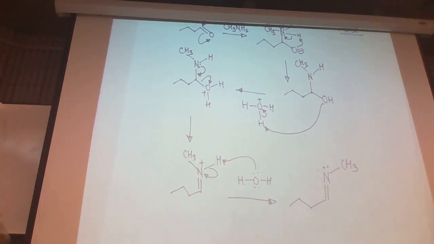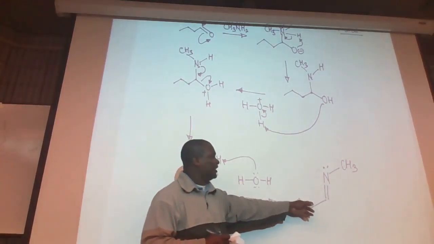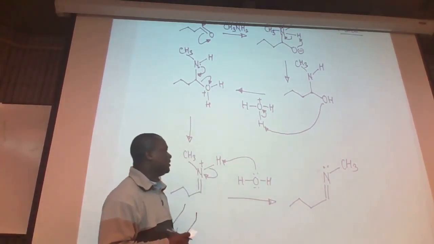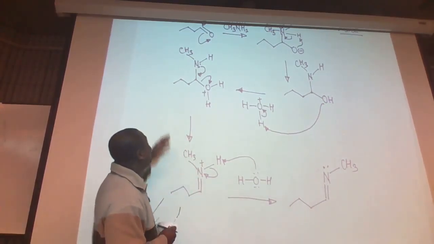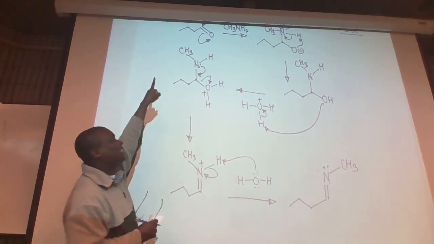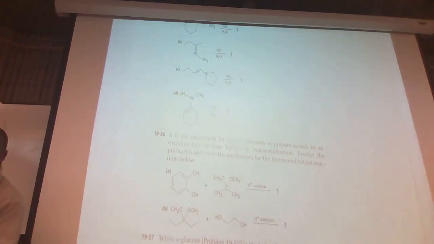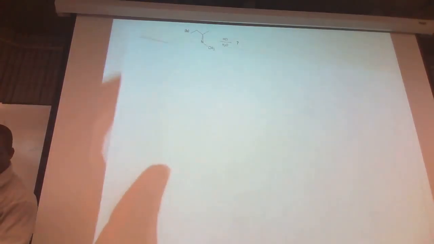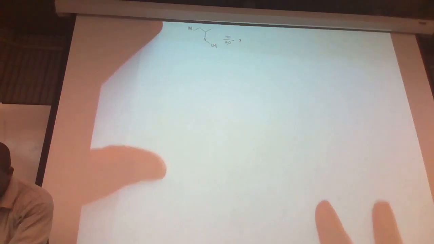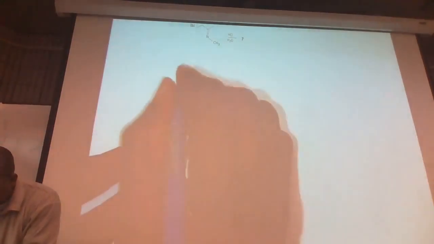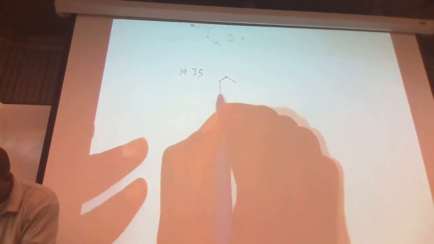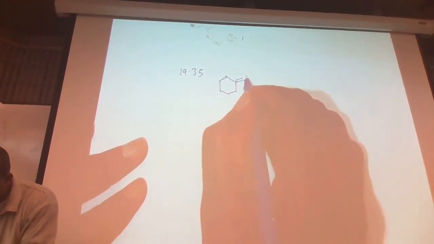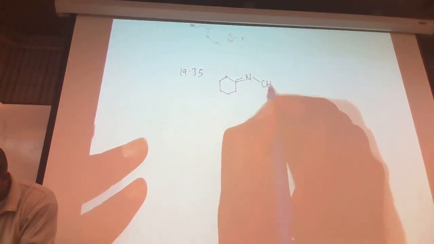Okay, so they give you an imine. They want to treat the imine with an acid and water. So basically, it's a reverse reaction. You're going back, you're hydrolyzing that to get back what you started with. So that's why mechanism is very important. So for A that you have over here, 1935A. Making a ketone. Exactly.